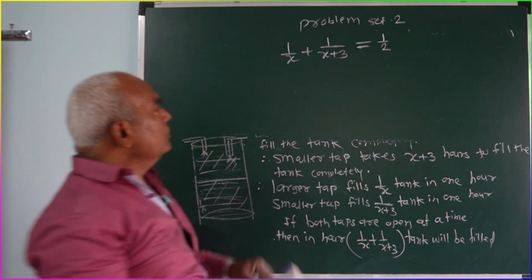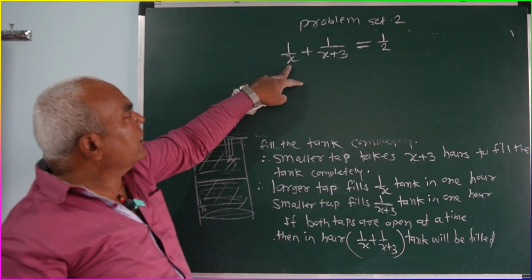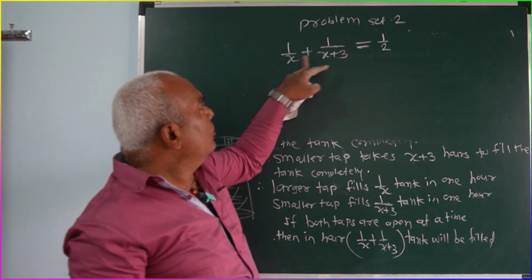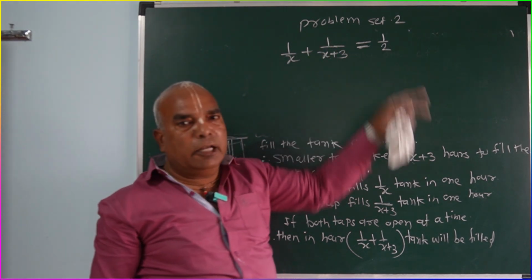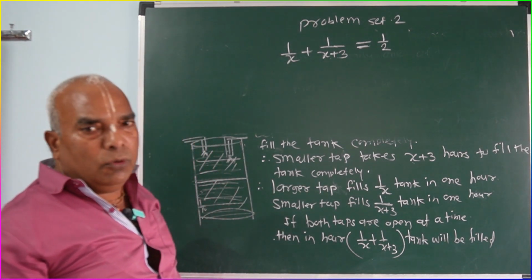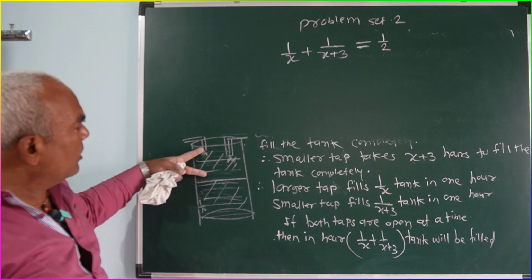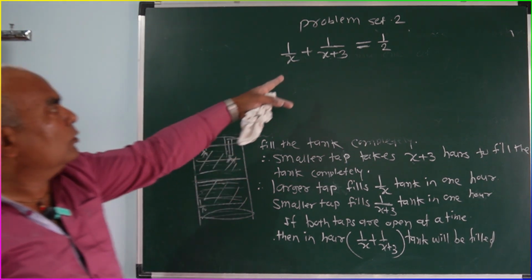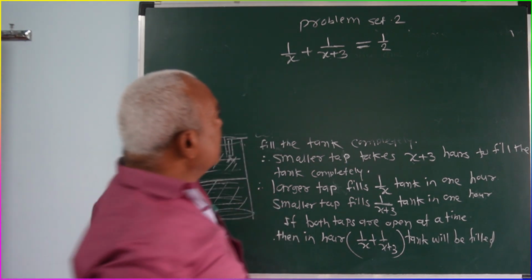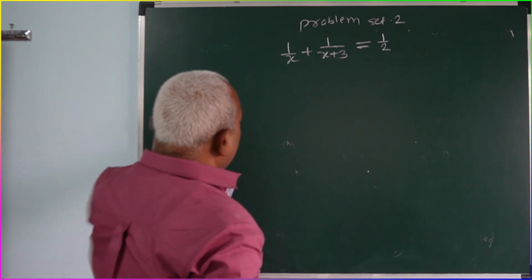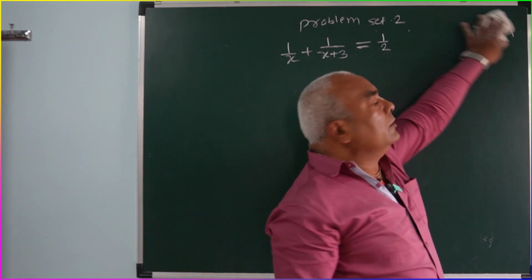See here, 1 hour's water in the larger tap and 1 hour's water in the smaller tap, both together will be half the tank. Therefore, 1 upon 2. Half tank, how? Because if both are open, it requires 2 hours, meaning 1 hour half, 1 hour half. This is the equation that comes. Now we have to solve this equation. See again how it comes.